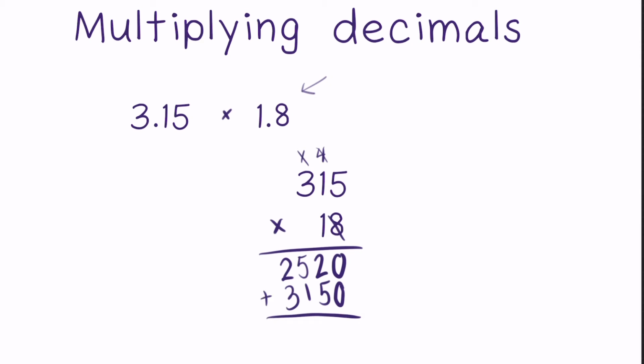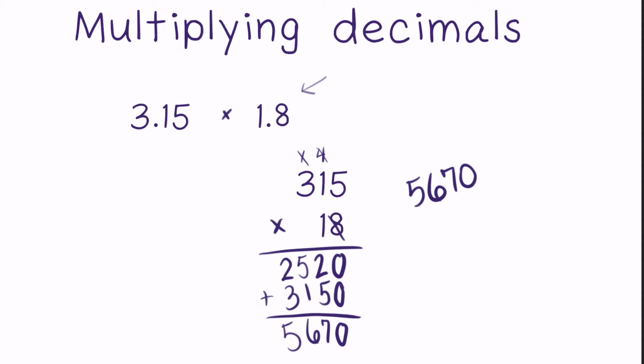Now we can add our partial products together. 0 plus 0 is 0. 2 plus 5 is 7. 5 plus 1 is 6. And 2 plus 3 is 5. So by multiplying the whole numbers, we get a product of 5,670. Now we have to look back at the original problem with the decimals.